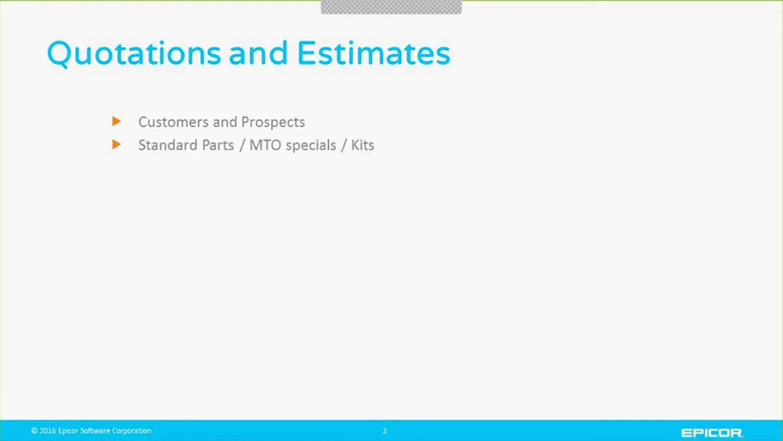We want to be able to give people quotes for standard parts, those things that they might buy more than once, or make to order specials, make to order, assemble to order, configure to order, unique one-off bespoke items. And for kits, those things that may be a collection of parts that don't actually require any additional manufacturing, but they do all come together probably at the customer side.